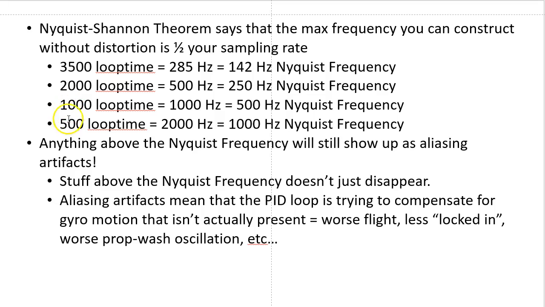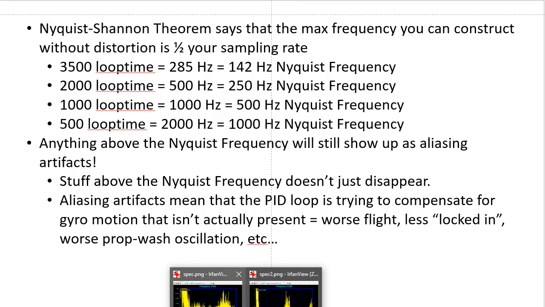So we can see that as the loop time goes down, as the sampling rate goes up, our Nyquist frequency goes up. And that is relevant because anything above the Nyquist frequency will still show up in your data as aliasing artifacts. It doesn't just disappear. That would be great if it just disappeared. Aliasing artifacts mean that the PID loop is going to try to compensate for gyro motion that isn't actually present, which results in worse flight performance, less of a locked-in feel, worse prop wash oscillation, etc. Let's take a look at some gyro data.